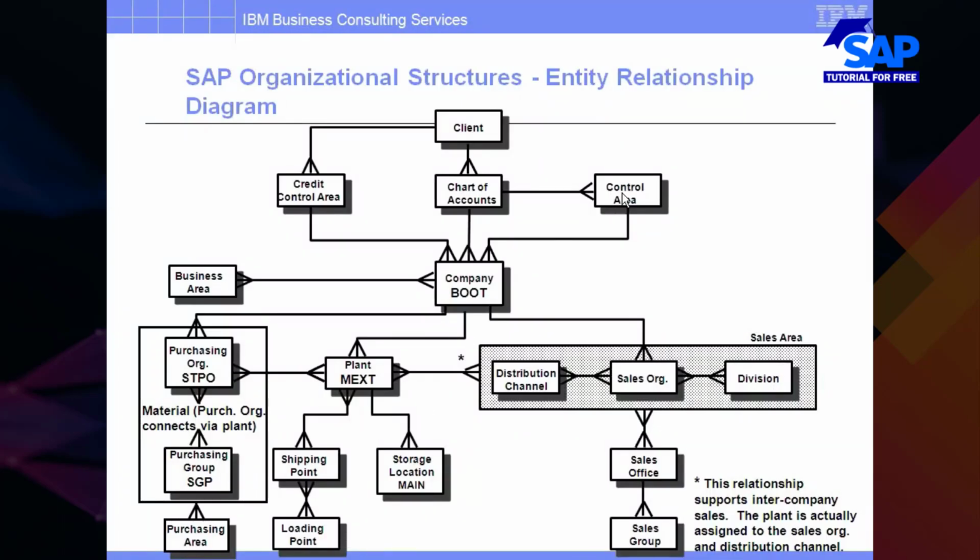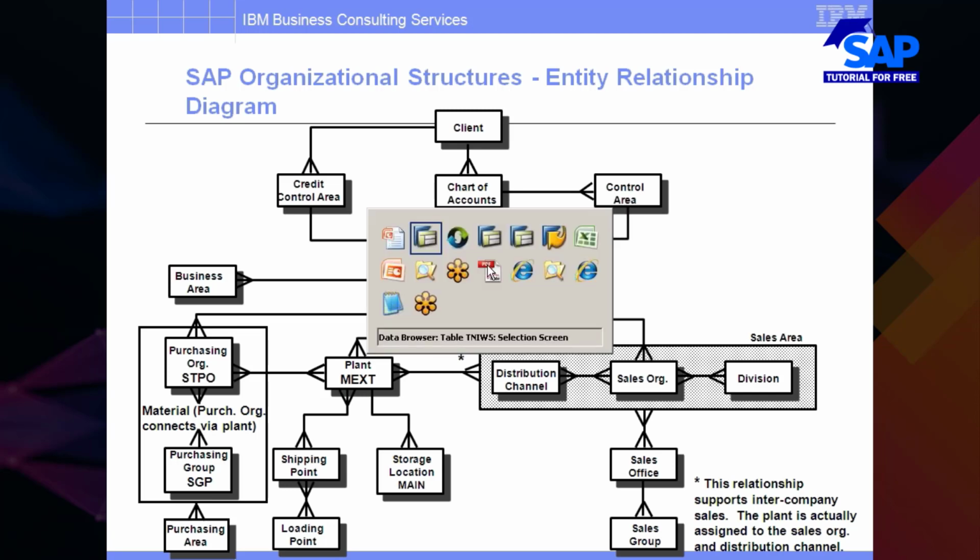This is the one I am referring to. Control area to company code, you see here, it is one to many. It means one control area can feed the requirements to many company codes. If you want to define it, you can define it one to many, or if you want to go with one to one also, you can go.